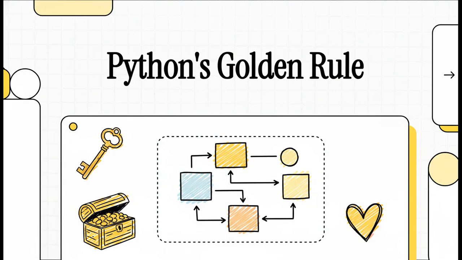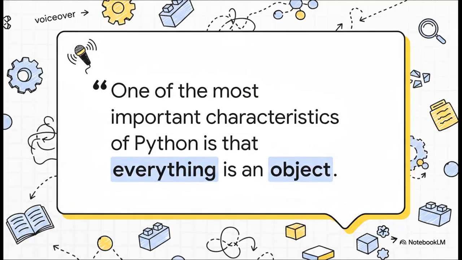Today, we're going to crack open a really core idea in Python, what I like to call its golden rule. Now, you've probably heard this phrase a million times, right? It's all over the tutorials. Everything is an object. But what does that actually mean when you're sitting down to write code? Well, that's what we're going to dig into.